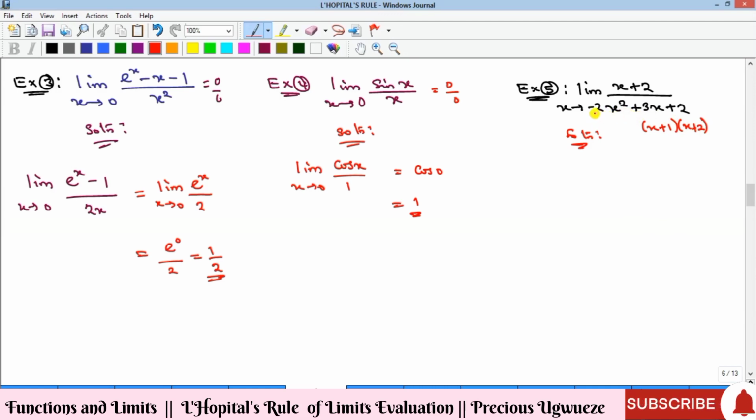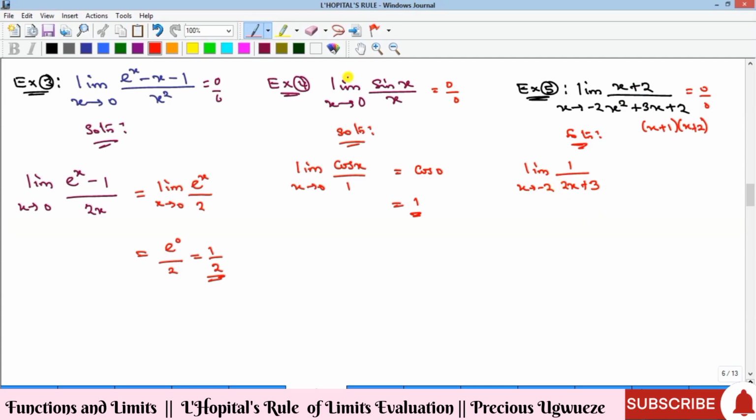If you put your x as minus 2 here, you will get 0. And then all over, if you put your x as minus 2 here, that's 4. Then this will give you minus 6. 4 minus 6 is minus 2, plus 2 is also 0. Okay, so if we differentiate now, we are going to have the limit of, differentiate this, you will get 1 all over, differentiate the denominator, that's going to give you 2x plus 3 as x goes to negative 2.